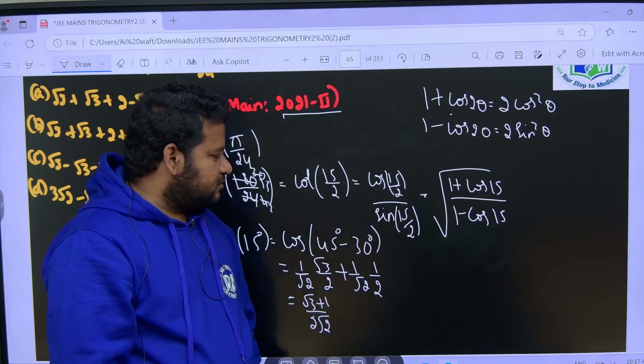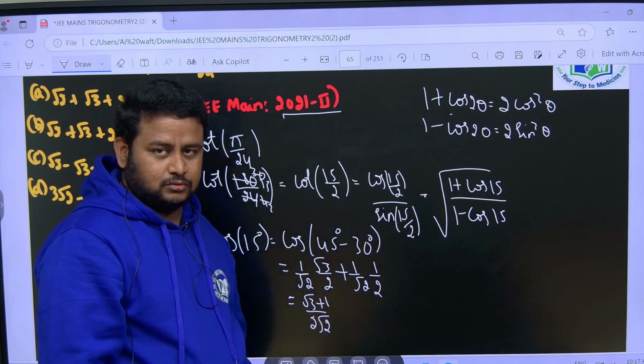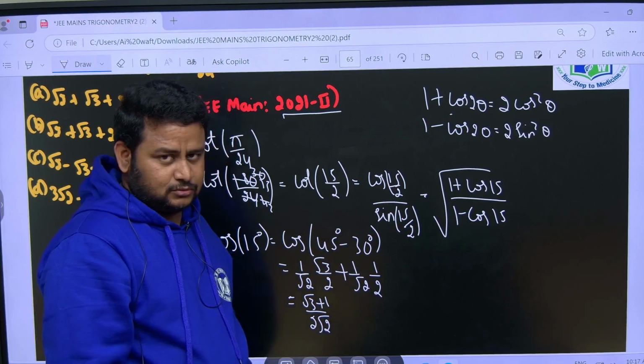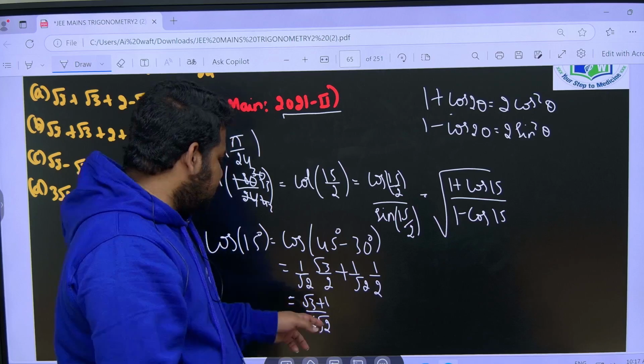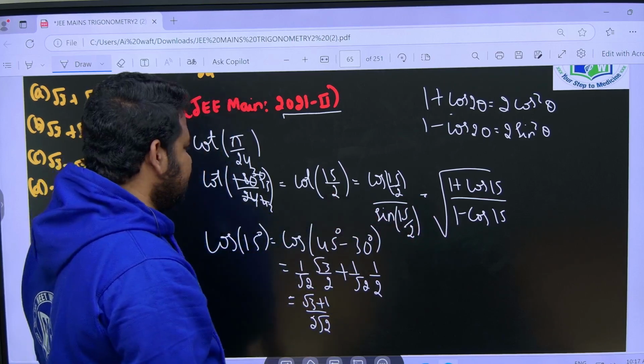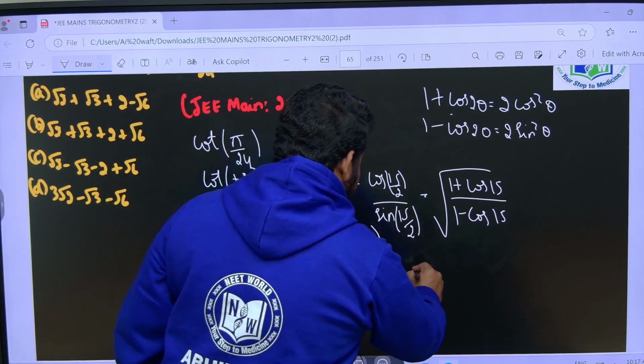So cos 15 degree is (root 3 plus 1) by 2 root 2. Sin 15 degree is what? Sin 15 degree is (root 3 minus 1) by 2 root 2. Okay, now we have cos 15 degree as this much. You just have to substitute the values. What will you get, friends?